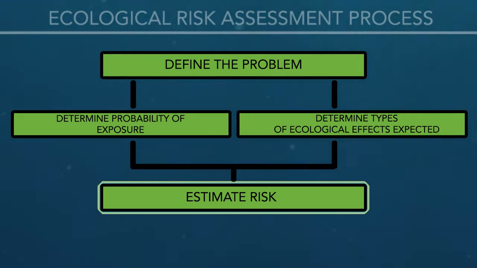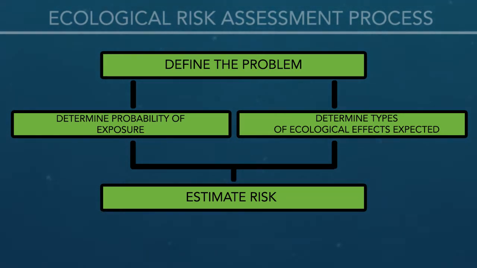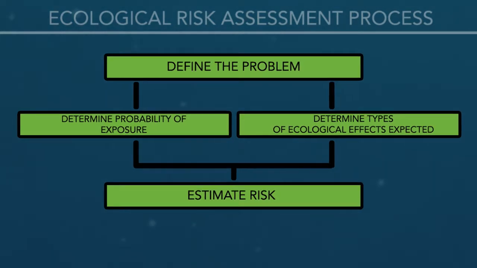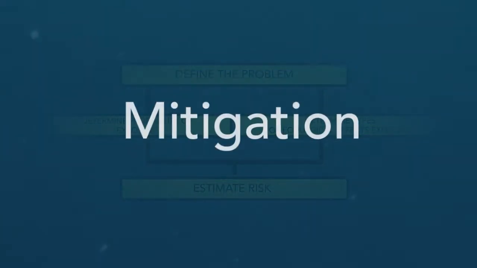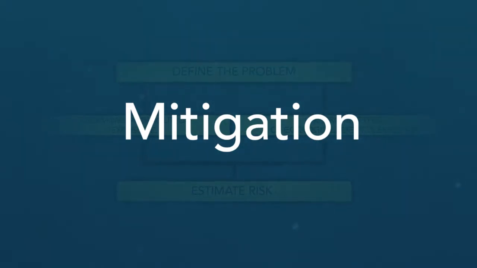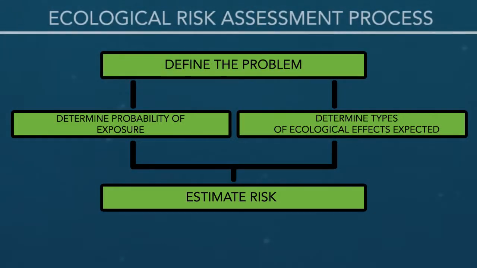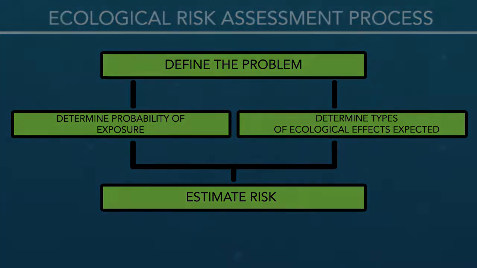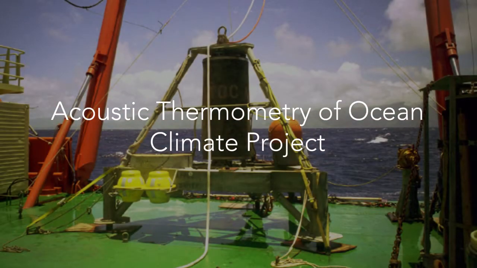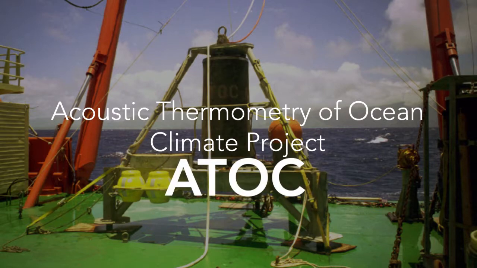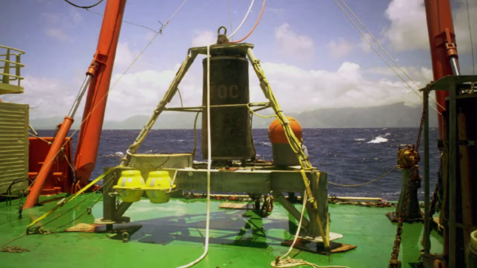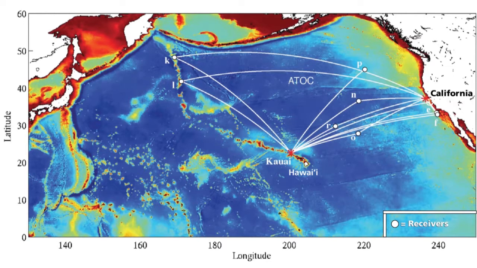Scientists and decision makers then work together to determine what actions might be taken to reduce or eliminate any potential ecological effects. These actions are called mitigation, and what can be done to measure or monitor the effects. Let's walk through the ecological risk assessment process using a real-world example: the Acoustic Thermometry of Ocean Climate Project, or ATOC project. The ATOC project was designed to measure water temperatures between sound sources off Hawaii and California, and receivers throughout the North Pacific Ocean by relating sound speed to water temperature.